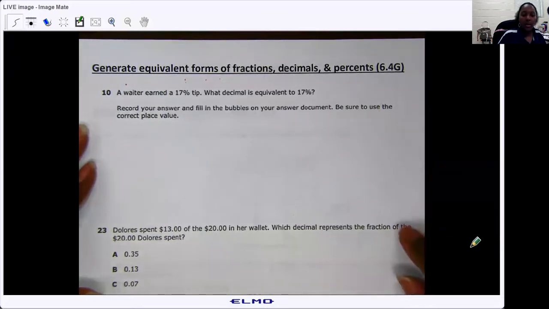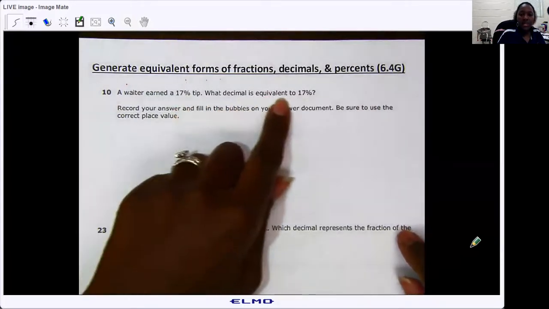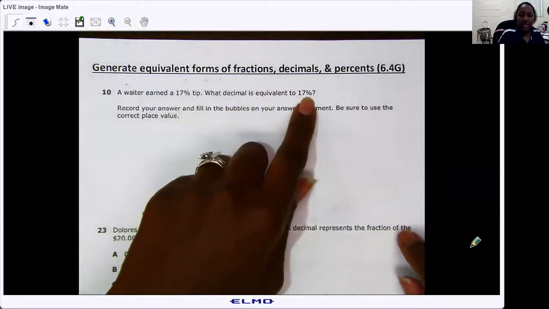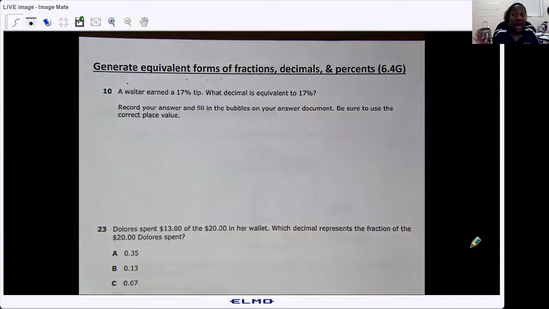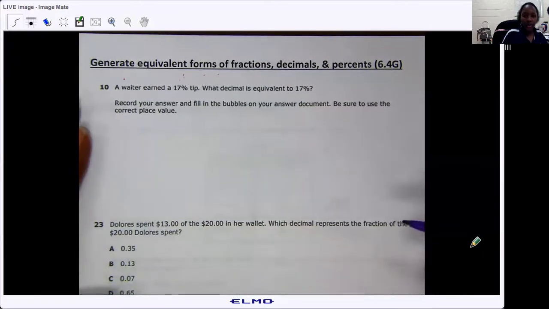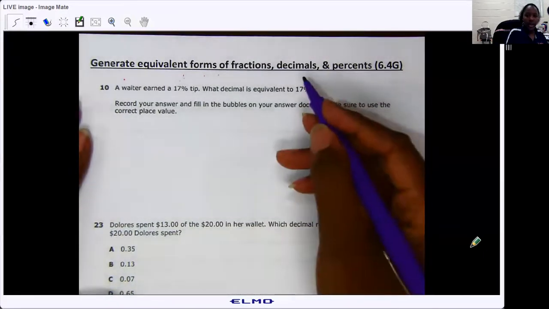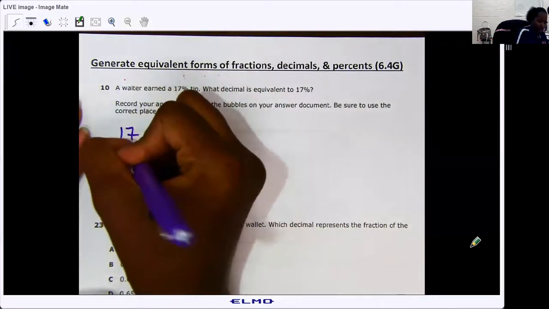A waiter earned 17% tip. What decimal is equivalent to 17%? Record your answers in your bubble document. I do have a bubble document that we're going to use once we figure out our answer. So there are 2 ways you can do this. You can change 17% into a fraction, which would be 17 out of 100.